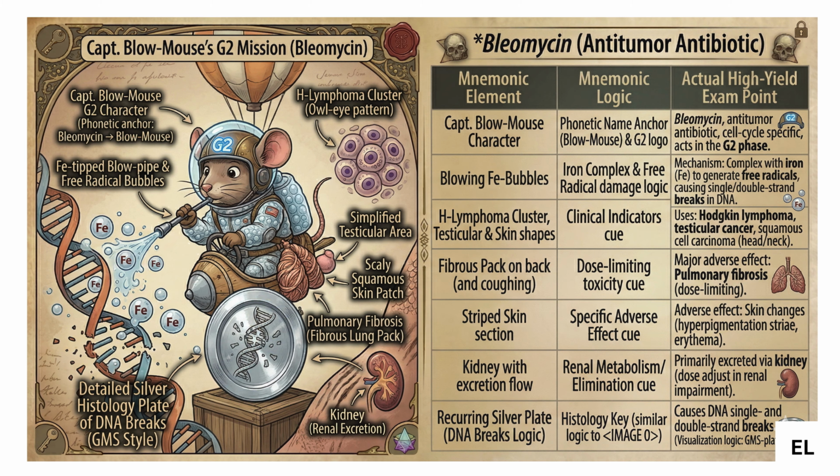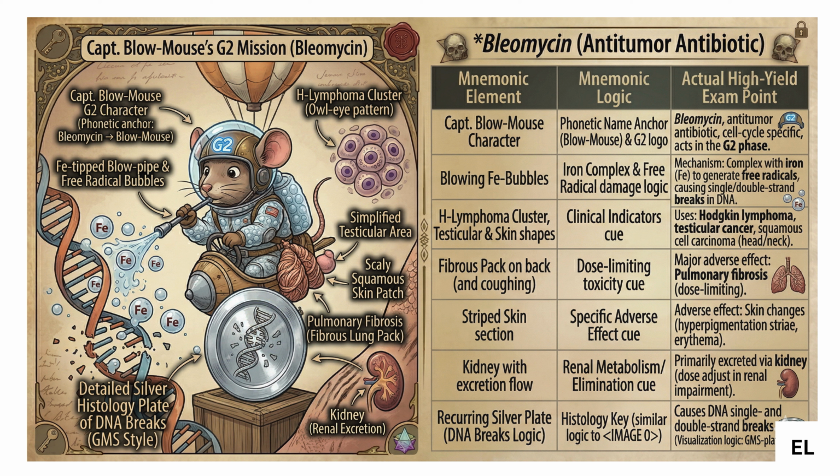Now shift your attention to the cluster of abnormal cells labeled H lymphoma cluster. These cells have an owl eye appearance. This is a clue for Hodgkin lymphoma. Bleomycin is commonly used in the treatment of Hodgkin lymphoma, testicular cancer, and certain skin cancers, including squamous cell carcinoma. So the cluster represents clinical indications of Bleomycin.